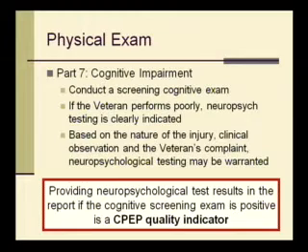However, even if a veteran performs well on a screening test, neuropsychological testing may still be indicated because of the insensitivity of the screening examinations to the often subtle cognitive deficits of mild TBI. Based on the nature of the injury, clinical observation, and the veteran's complaint, neuropsychological testing may be warranted. You must include a summary of the results of the neuropsychological testing in your examination report. Providing neuropsychological test results in your report is a CPEP quality indicator.